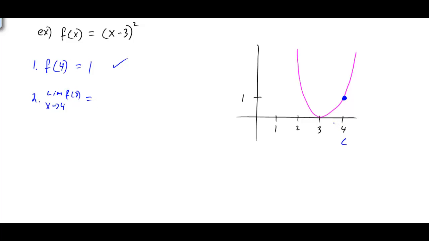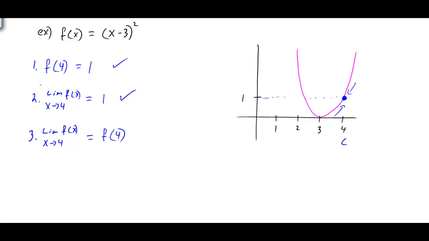Well, as we approach 4 from the left and the right, hopefully you can tell that we're approaching 1. So once again, our limit exists, so that condition is met. And the third condition is that the limit of our function as x approaches our c value, 4, has to be equal to the function evaluated at 4.